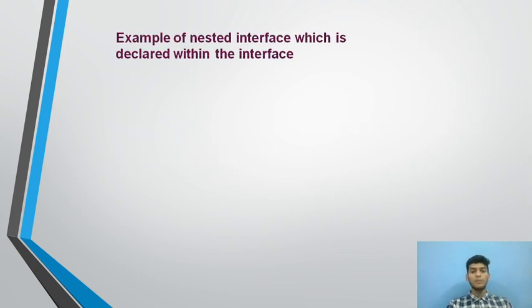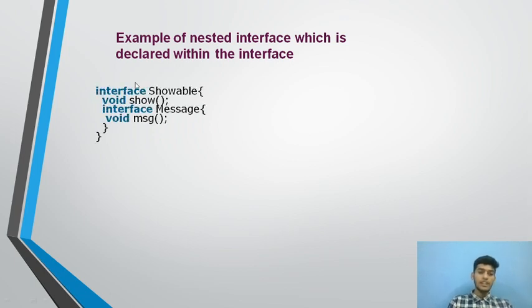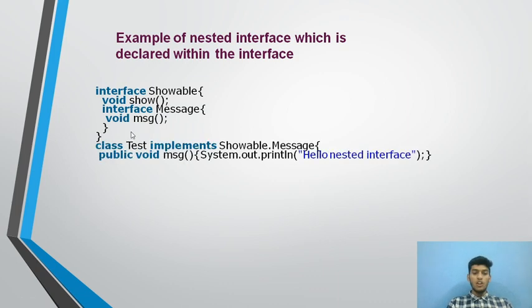Now here is an example of a nested interface which is declared within an interface. Here we will create an interface Showable having the method void show and an interface Message having the method void message. Now with the help of class Test we will implement Showable.Message. Why are we doing so? Because Message is the nested interface of Showable and we can't access it directly. Now we will create public void message with System.out.println hello nested interface.